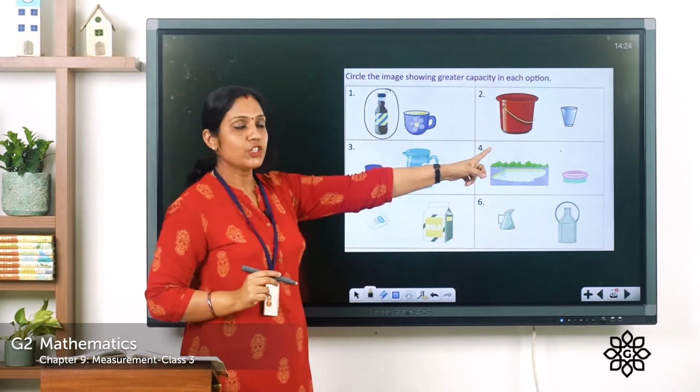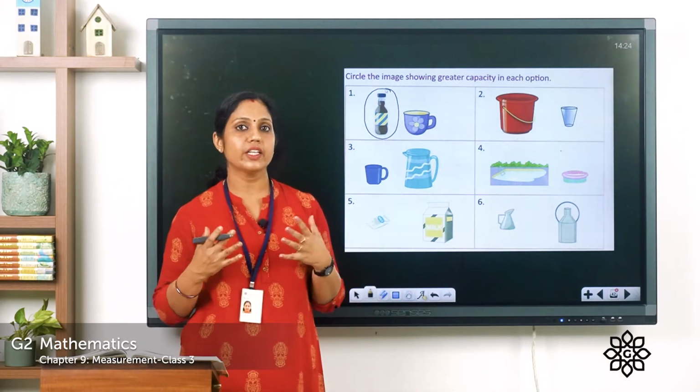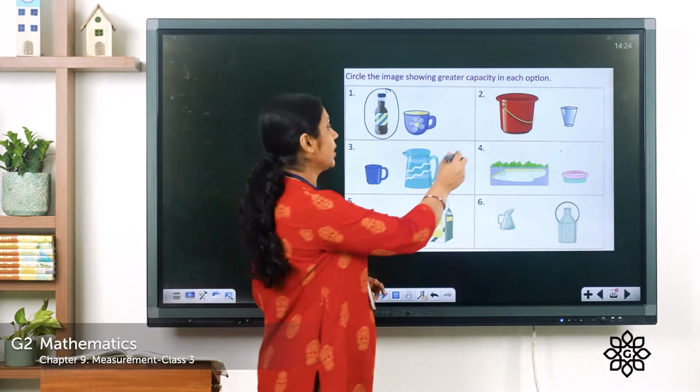Now look at the second picture. We have a bucket and a glass. So which can hold greater capacity? Can a bucket hold, or a glass? It is the bucket. So we can circle it.